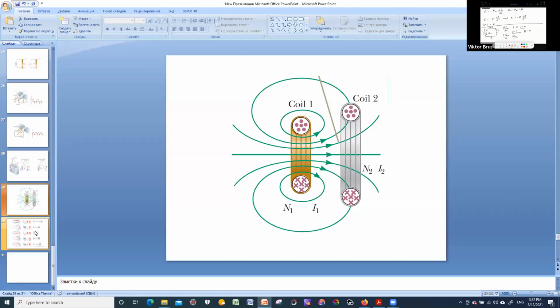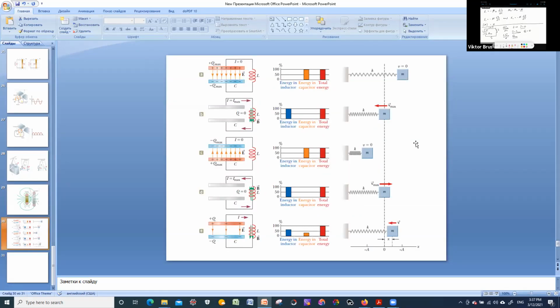Okay, we share the screen, and here we have this comparison. As we considered initially, we have a fully charged capacitor. All energy is accumulated in the capacitor, and this is equivalent to a stretched string. It gains some potential energy and zero velocity.